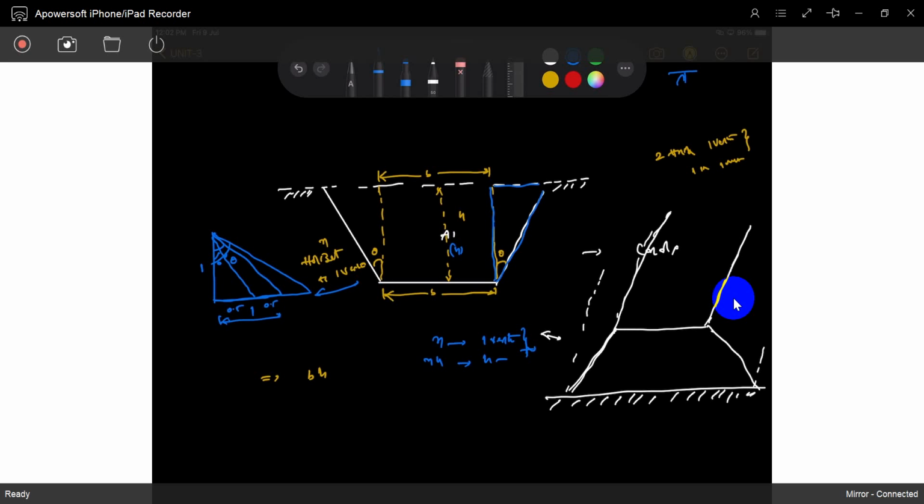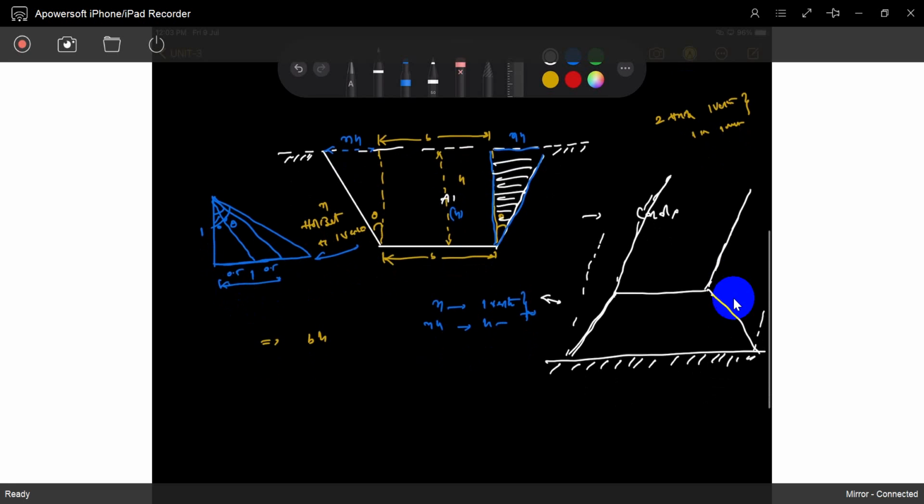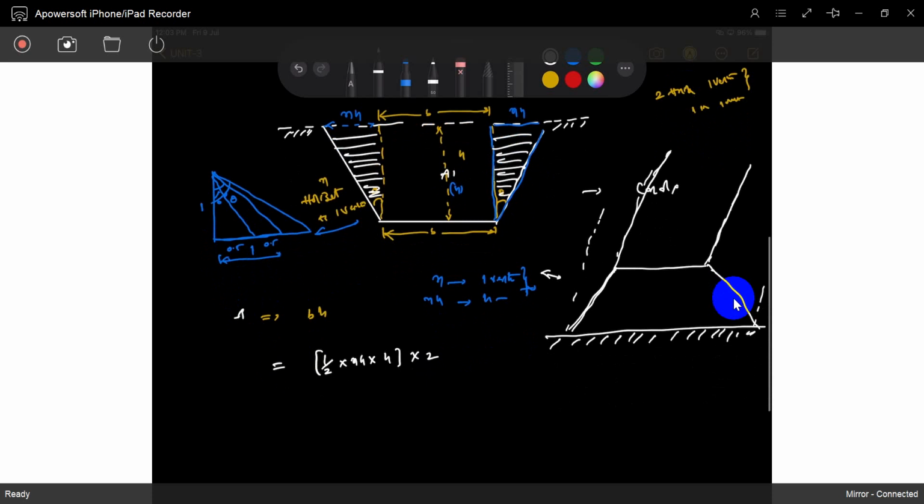So what is that value? This value is h, and this value is nh. So what is the area of the triangle? It is nh into h, half of that. But how many triangles are there? Two triangles. This is area 1, this is area 2. Total area is (nh times h) times 2, and the 2s cancel.